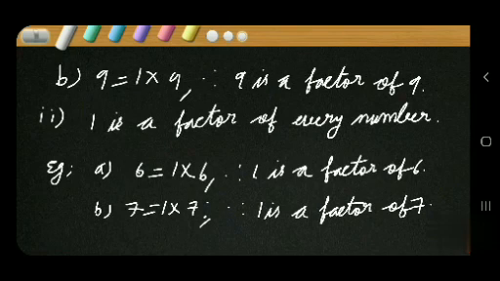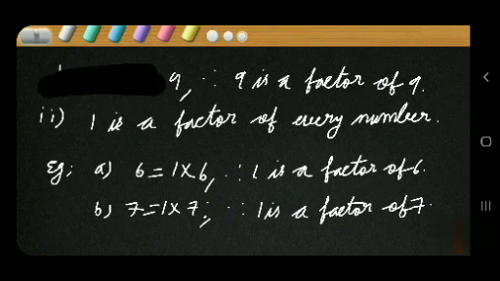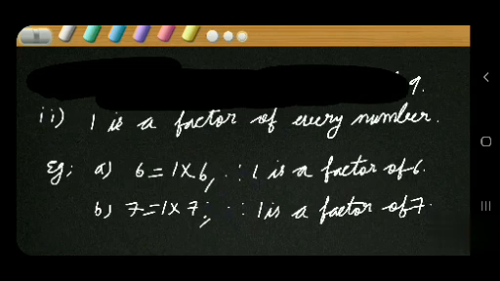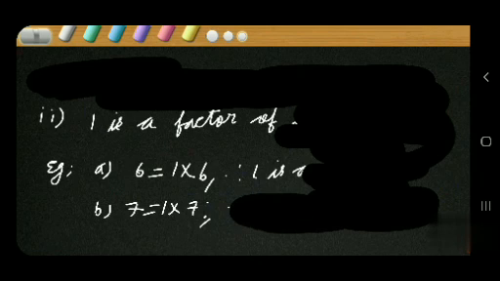So let's move on to the third property. We have discussed two properties of factors. Which are they? First one, every number is a factor of itself, and second one, 1 is a factor of every number. Now let's discuss the third property of factors. Can you say which is the smallest factor of a given number? Yes, 1 is the smallest factor, isn't it?